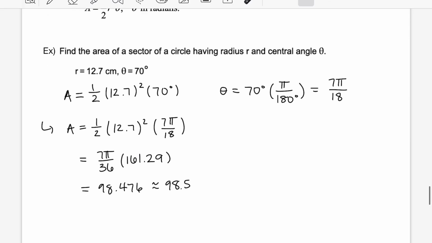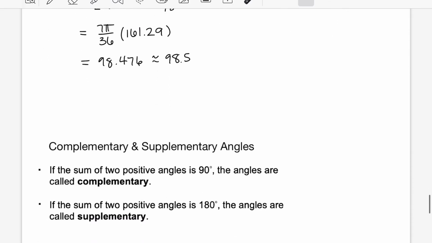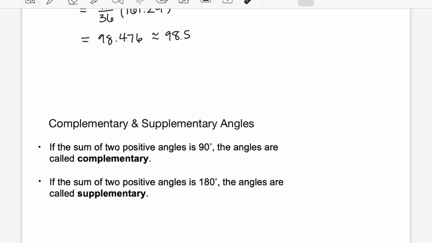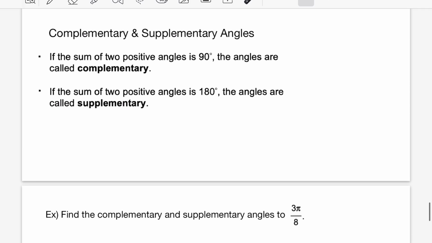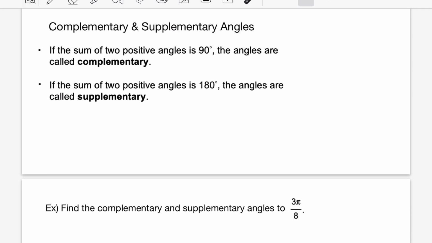All right. We also have what's called supplementary and complementary angles. So if the sum of two positive angles is 90 degrees, the angles are called complementary. And if the sum of two positive angles is 180 degrees, then the angles are called supplementary in this case. Okay. So for example here, if you wanted to find the complementary and supplementary angles to 3 pi over 8, we can use these definitions.